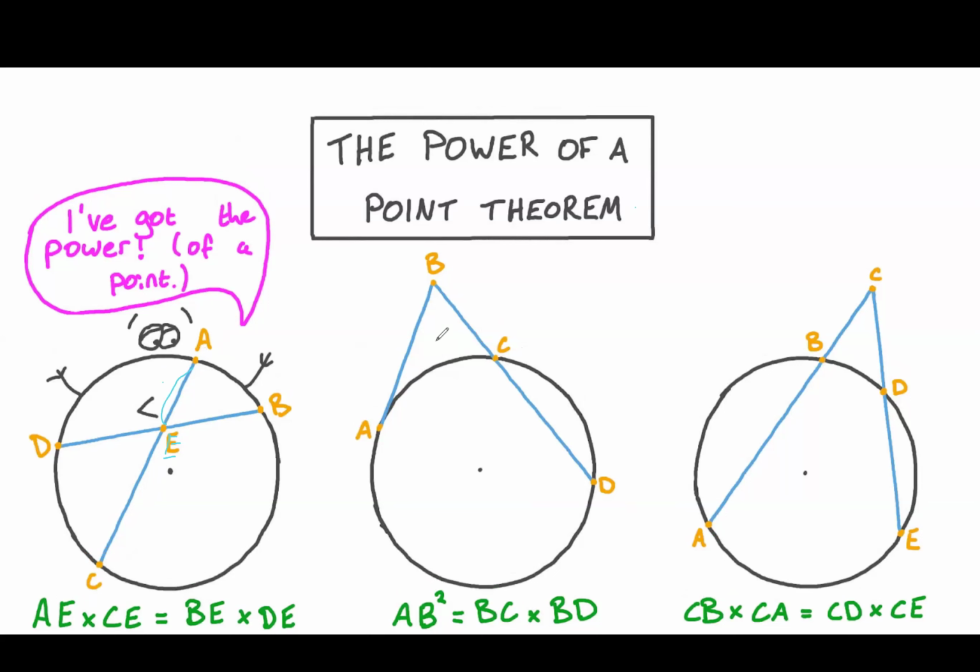And this is a different configuration. The second configuration here is saying that BA squared is equal to BC multiplied by CD. And then in this last configuration, the point C is outside of the circle. In the first configuration, the chords intersect inside the circle, but in this third configuration, they intersect outside the circle.